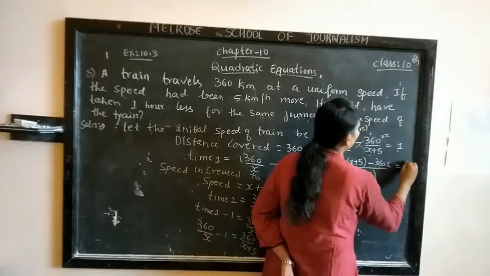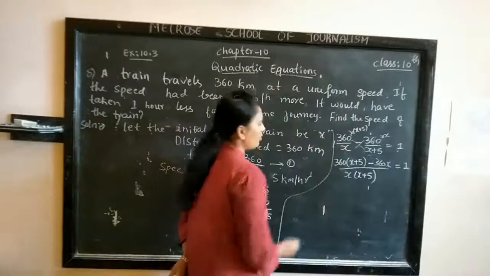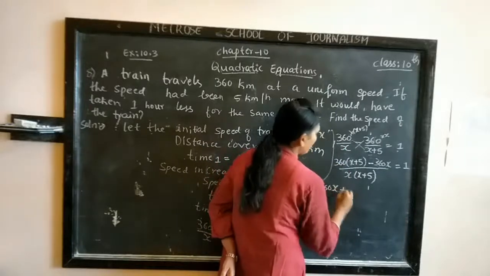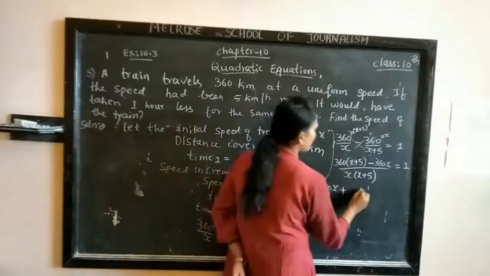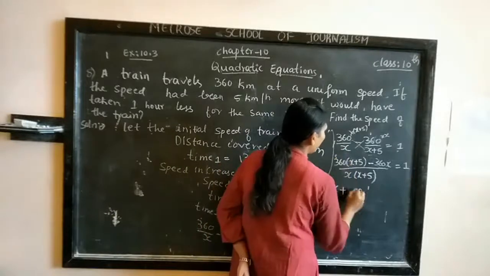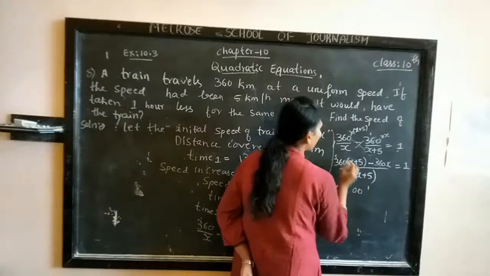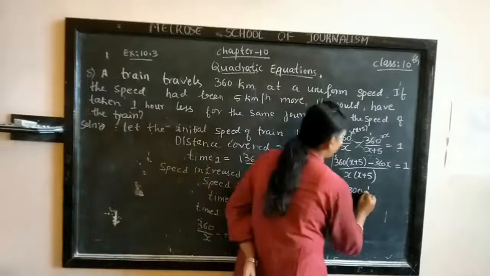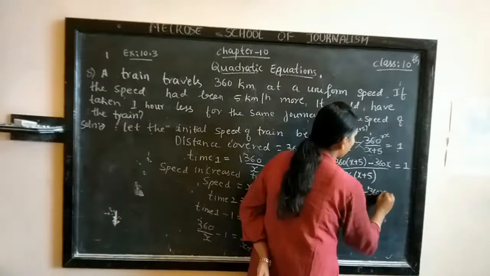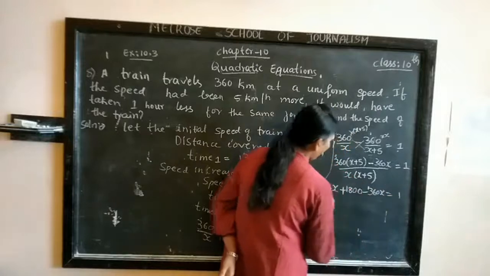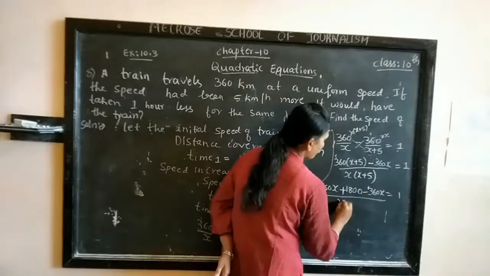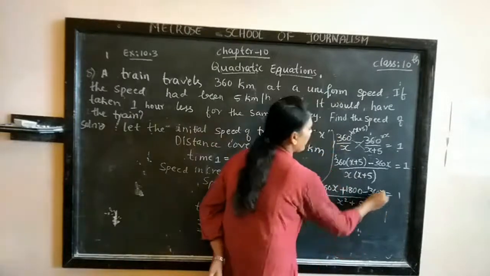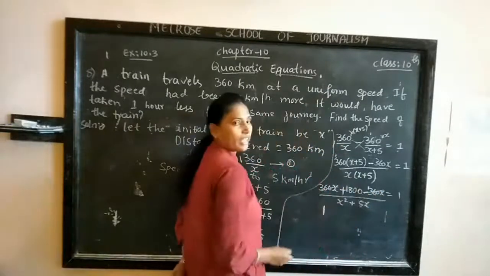is equal to 1. Now what is 360 into x? It is 360x. Plus what is 360 into 5? 5 zeros are 0, 5 sixes are 30, 5 threes are 15 plus 3 is 18, so 1800, minus 360x is equal to 1 divided by x into x is x square plus 5 into x is 5x. See, minus 360x plus 360x will get cancelled.